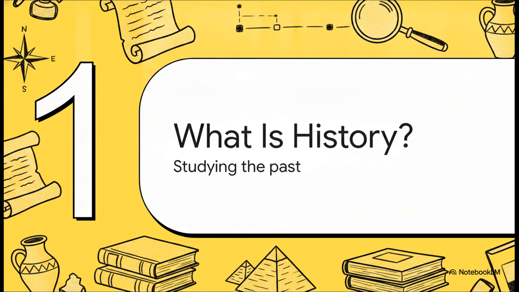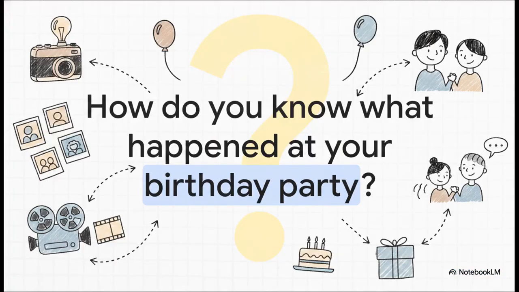Part 1. What is history? Studying the past. Okay, before we start throwing textbook definitions at you, I want you to think about this question. How do you know what happened at your own birthday party before you were old enough to actually remember things? Well, you probably look at old photographs, maybe watch some home videos, or you just ask your family to tell you the story of that day, right? You're using clues and evidence from your family to understand your own past. And honestly, that's exactly what historians do, just on a much, much larger scale.